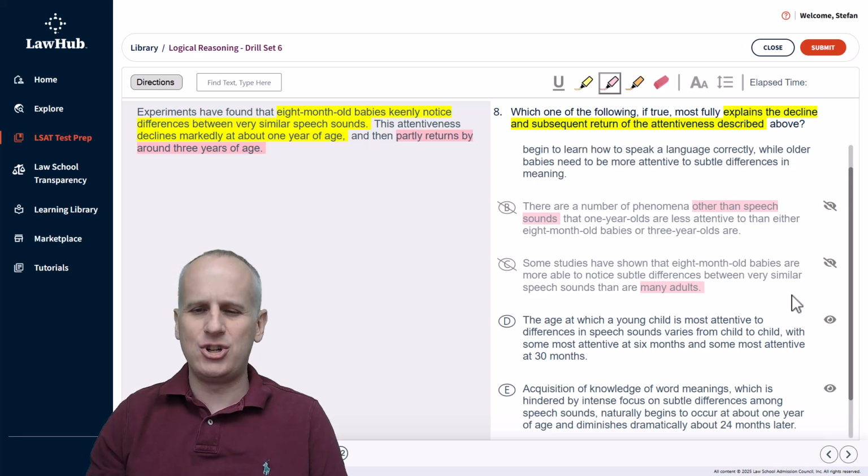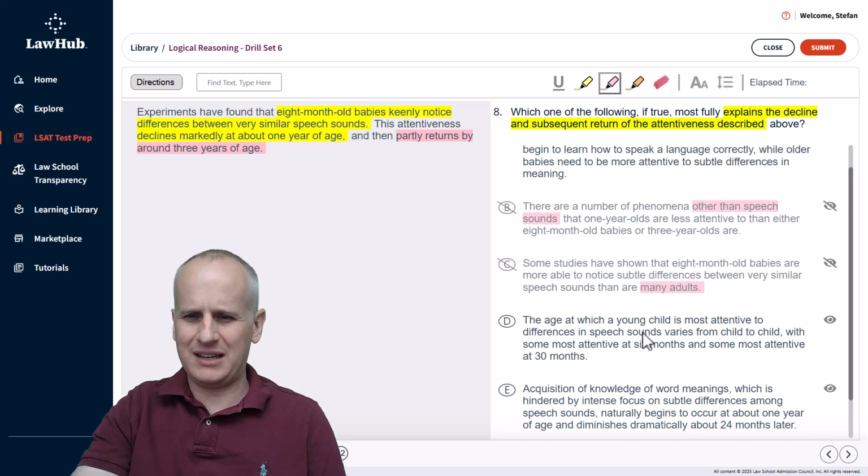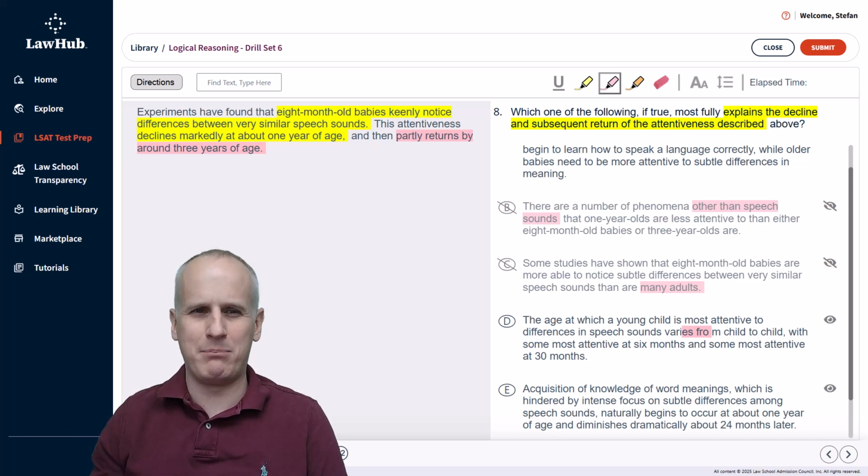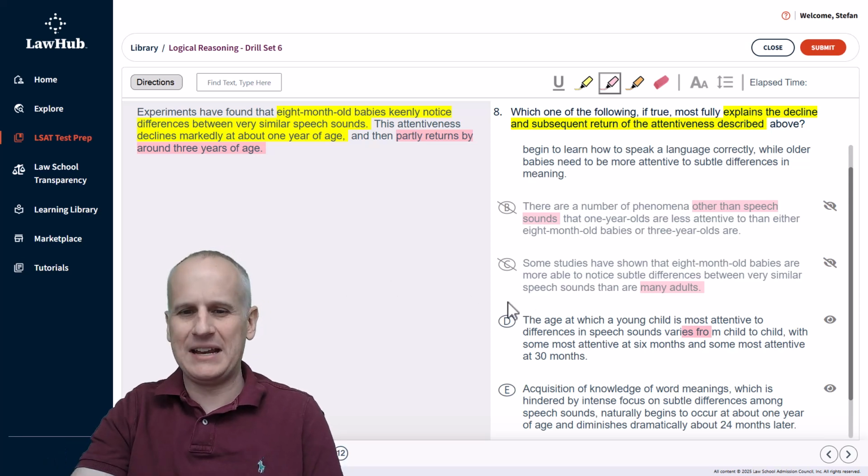Then choice D, the age at which a young child is most attentive to differences in speech sounds. Okay, that's absolutely the thing at issue. Varies from child to child, with some most attentive at 6 months and some most attentive at 30 months. Okay, so it varies from child to child. Does that mean that it declines markedly? That it returns? I have, again, a whole lot of additional ambiguous statements that are derived from choice D. So we should be able to eliminate it as, again, needing additional information and therefore does not on its own explain that decline and subsequent return of the attentiveness as described.